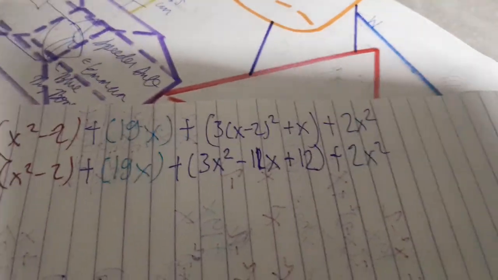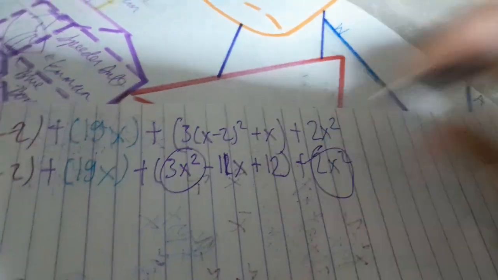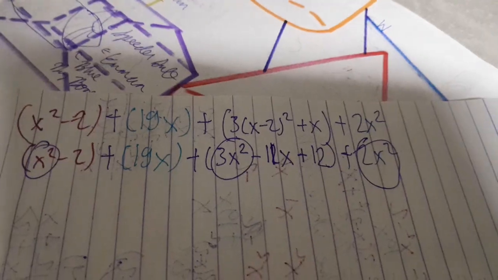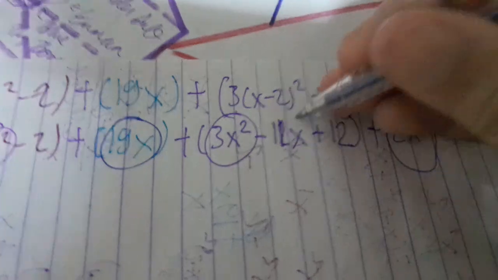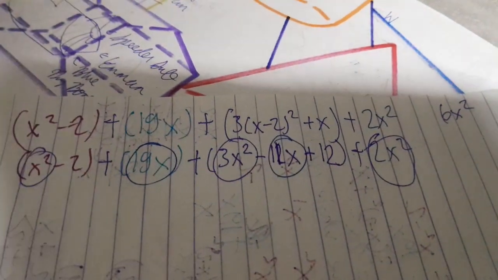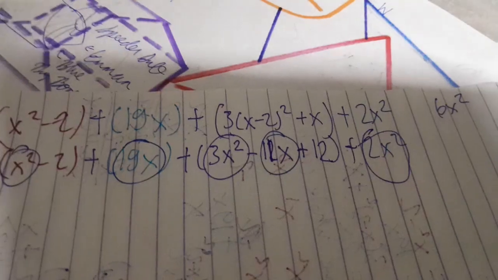Now, we encircle to find out where the like terms are. Let's highlight this with an underline. The x squared terms: x squared, 3x squared, and 2x squared. These are the x squared terms. 1 plus 3 plus 2 is 6x squared. And then, with this ballpen, let's highlight the variables with only x. Which ones? 19x and negative 11x. Combine like terms. 19 minus 11 is 8. So that's 8x.